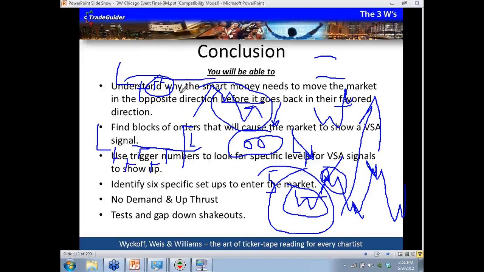What I'd really encourage you is wait for the trend to change and then pop it. Take the test. So this is what I mean by 6 setups. The gap down shakeout, that's almost a no-brainer. You have your test after a wide-spread up bar and then after an effort to rise.